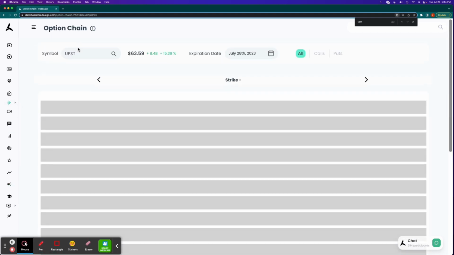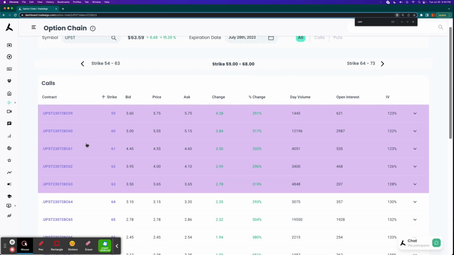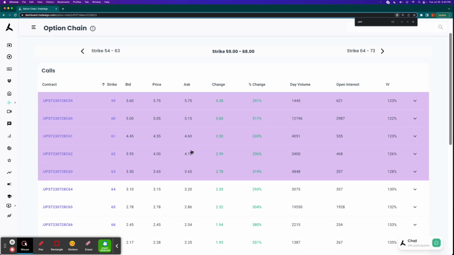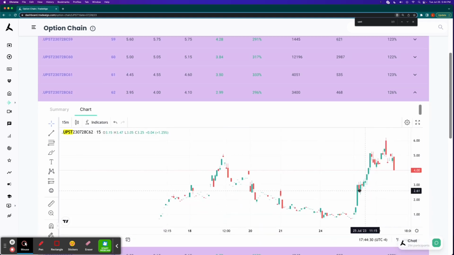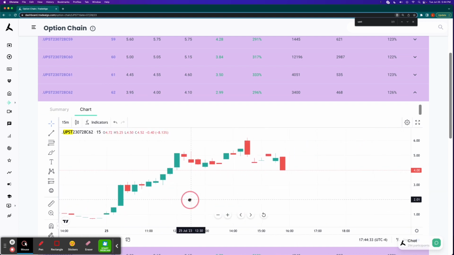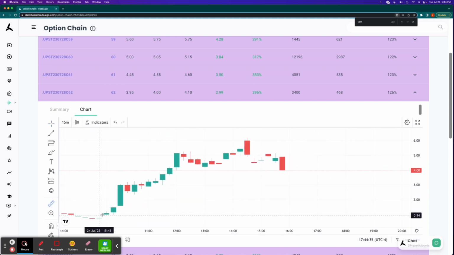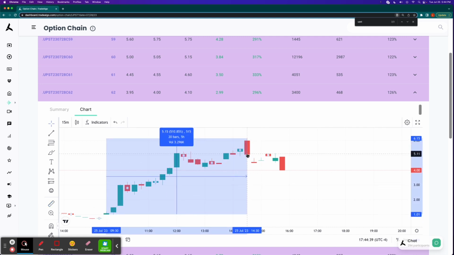If you were to have done call options on UPST, look at the huge list of triple-digit returns. For example, let's say that you had done the $62 call option. We're going to take a look at the 15-minute chart because we know our AI picked it up in the pre-market. Market opens down here. Options are about a dollar. At its maximum, it's an over 500% return.